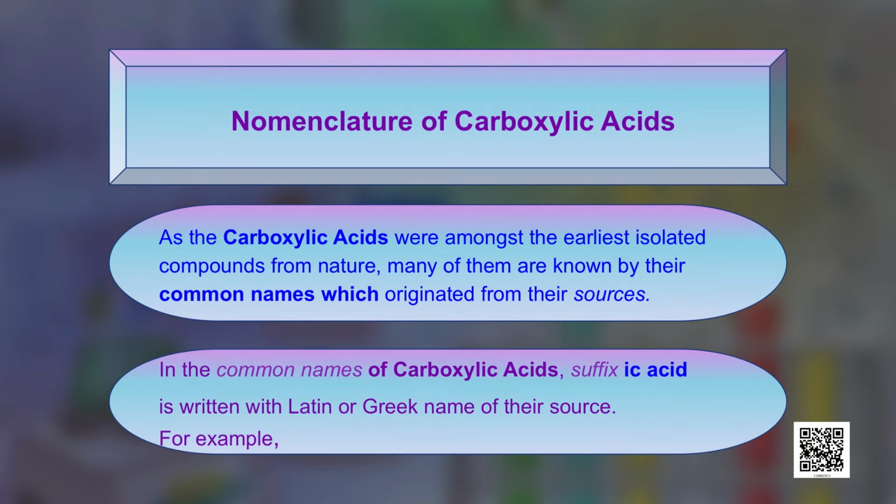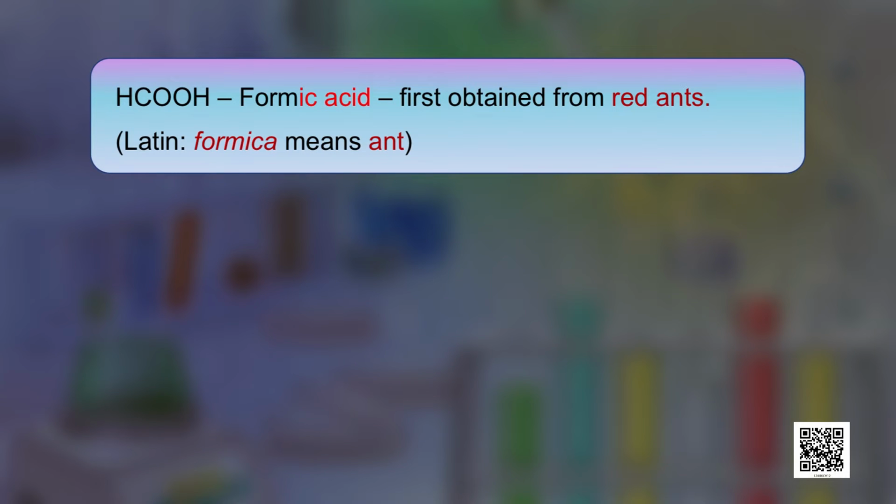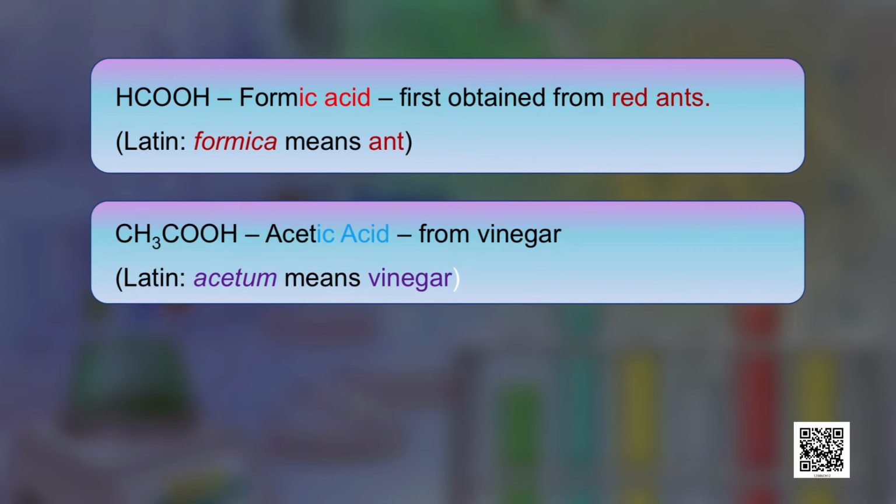In the common names of carboxylic acids, the suffix ic acid is written with the Latin or the Greek name of the source of the acid. For example, in formic acid, the name is coming from red ants, that is formica, which is the name in Latin meaning the ant, and the structure you know is HCOOH. And for acetic acid, which comes from the vinegar, the formula is CH3COOH, and in Latin acetum means vinegar, and you know that in vinegar acetic acid is present.